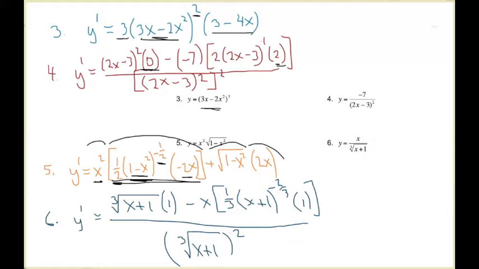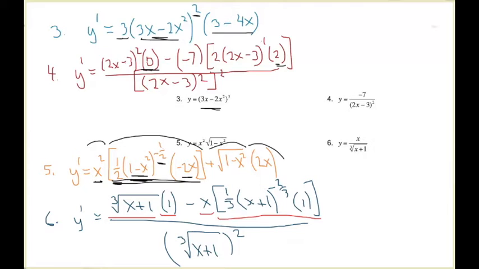Bottom times derivative of the top. Okay, there's the bottom. Derivative of the top, it's x, so the derivative of the top is 1. On the quotient rule, continuing, it's bottom times derivative of the top minus the top times derivative of the bottom. That's just a mess.